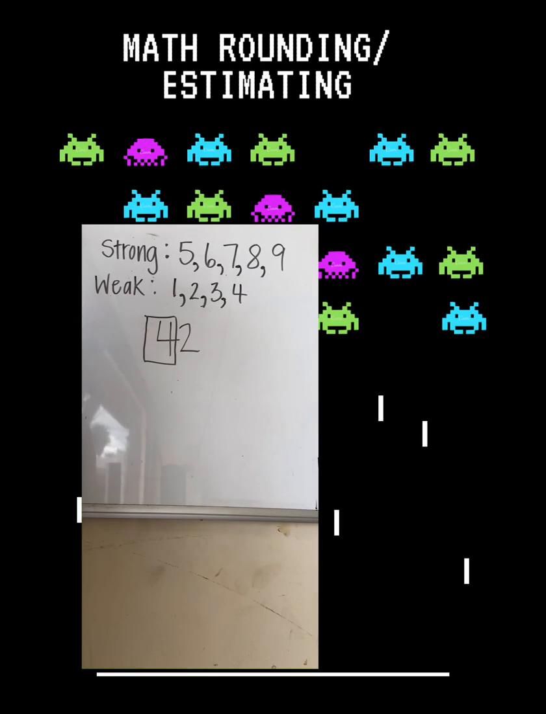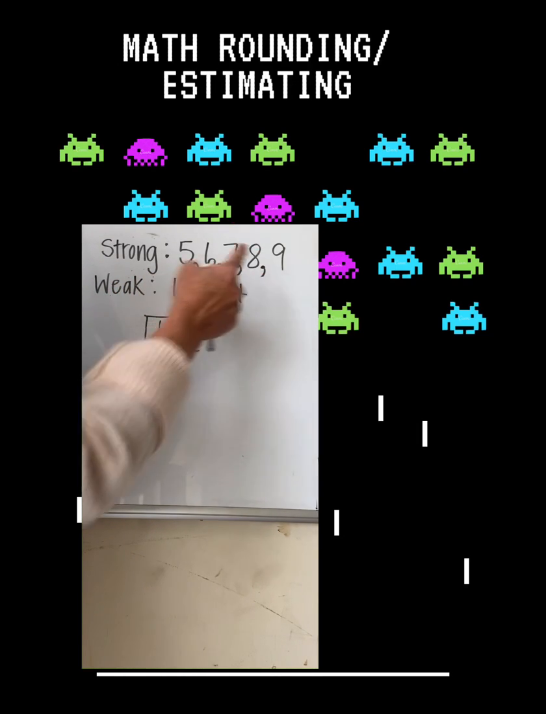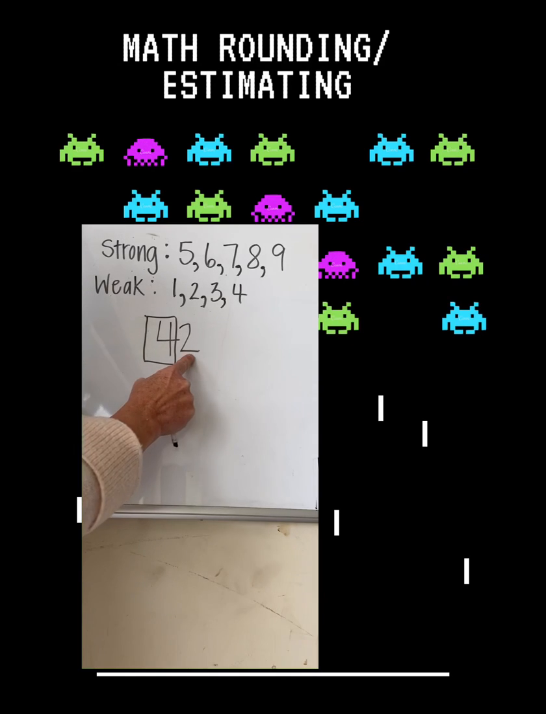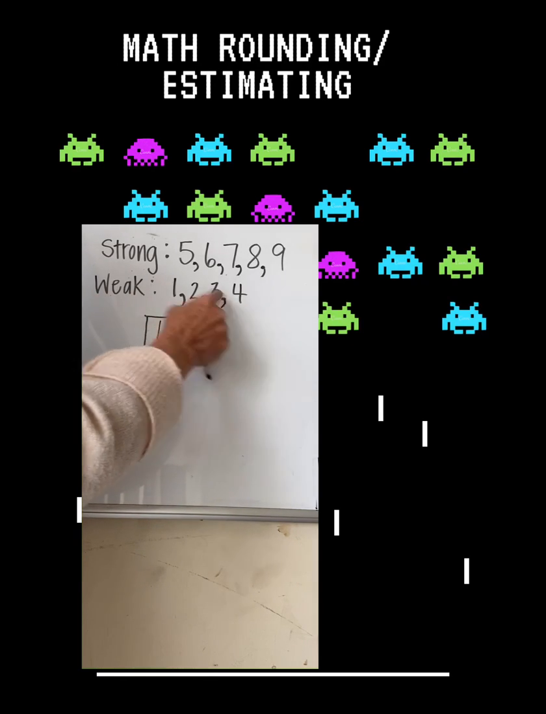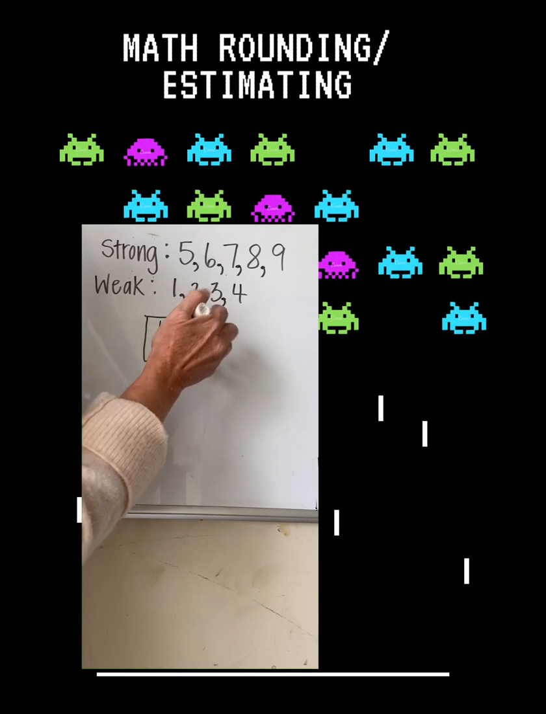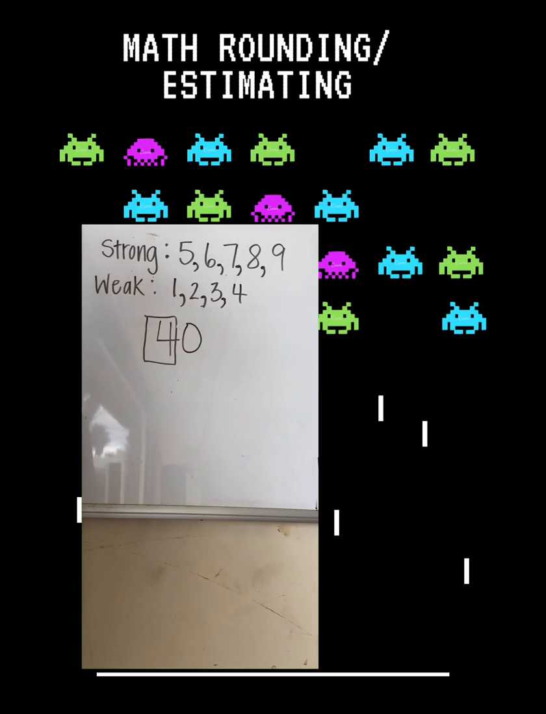Up here you can see I wrote the strong numbers 5, 6, 7, 8, 9, and then the weak numbers 1, 2, 3, 4. If you look at this number, is the 2 a weak number or a strong number? Oh, it's a weak number. So what you do when it's a weak number is you're going to leave the digit in the tens place just the way it is, but you're going to change this to a 0. So 42 would round to 40 if it was rounding to the nearest 10.